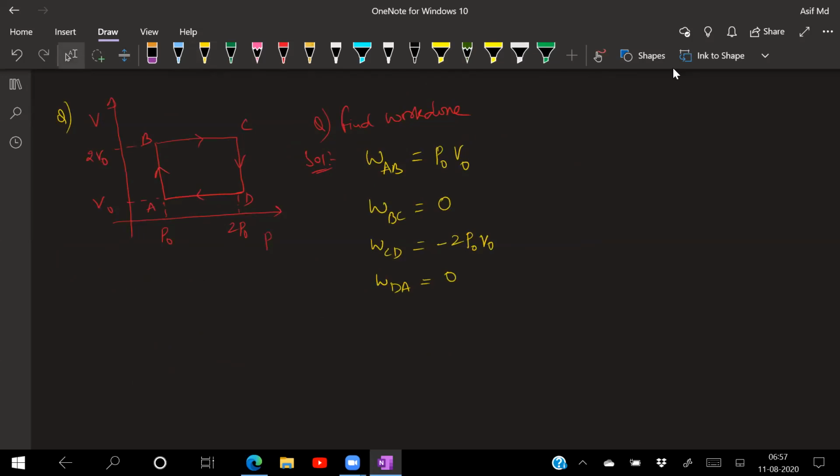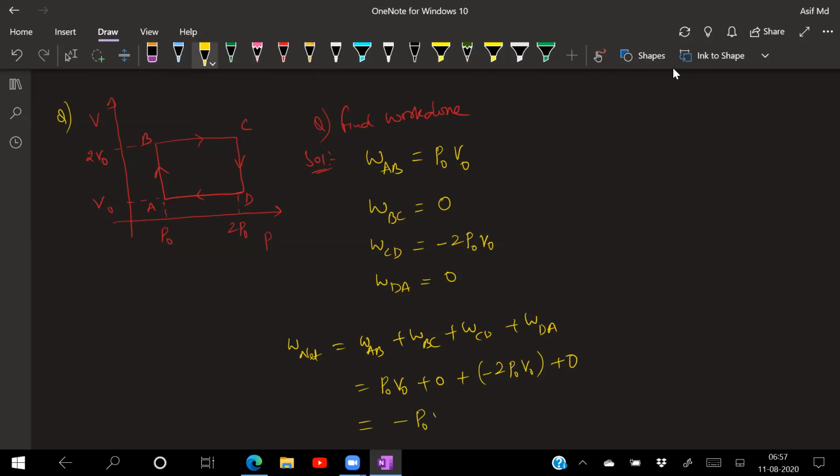Got it? So W net will be equal to work done from A to B, plus work done from B to C, plus work done from C to D, plus work done from D to A. That is equal to P naught V naught plus 0 plus minus of 2 P naught V naught plus again 0. So how much am I getting again? Same, sir. We'll get minus P naught V naught. Clear? Yes, sir.